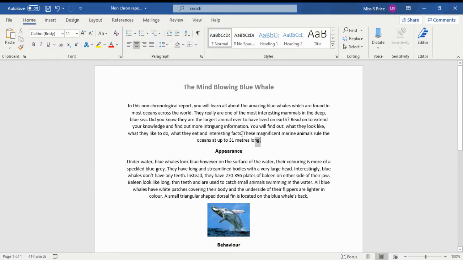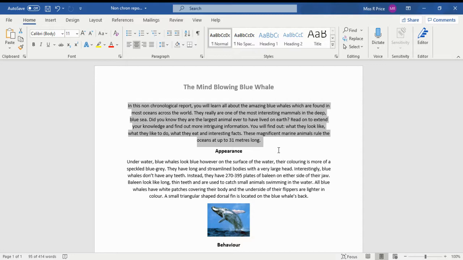So here we have our introduction. So in the introduction, you introduce the report. You say what it's going to be about. So on this report, I have put, in this non-chronological report, you will learn all about the amazing blue whales which are found in most oceans across the world. They really are one of the most interesting mammals in the deep blue sea. Did you know they are the largest animal ever to have lived on Earth? Read on to extend your knowledge and find out more intriguing information. You will find out what they look like, what they like to do, what they eat, and interesting facts. These magnificent marine animals rule the oceans at up to 31 meters long.